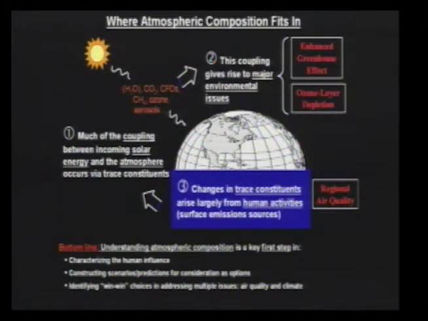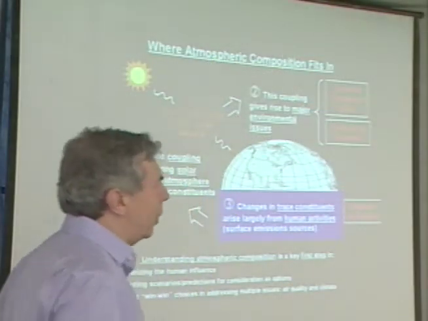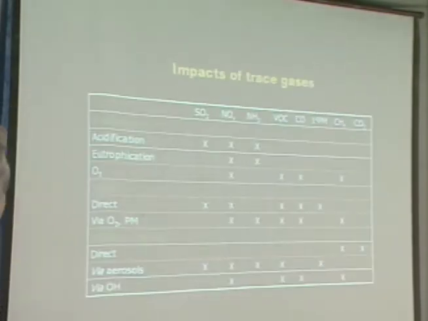Now, I think this viewgraph comes from Dan Albritton at the Aeronomy Lab, where he was asking where atmospheric composition fits in. He says much of the coupling between incoming solar energy and the atmosphere occurs via trace constituents, so they should be taken into account. This coupling leads to some major environmental issues: ozone layer depletion, and hence the greenhouse gas effect. And of course, changes in trace constituents arise largely from human activity, surface emission, so the regional air quality issue is linked to that.